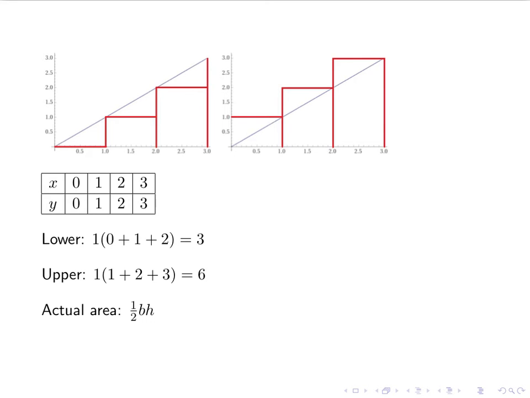But again, that is just a triangle, and the area of a triangle is 1/2 base times height. The base is 3. The height is also 3. So 1/2 times 3 times 3 gives us 4.5. And that actual area of 4.5 is between our 3 and 6. So I know that I did the area correctly, it makes sense. It is between the lower Riemann sum and the upper Riemann sum.